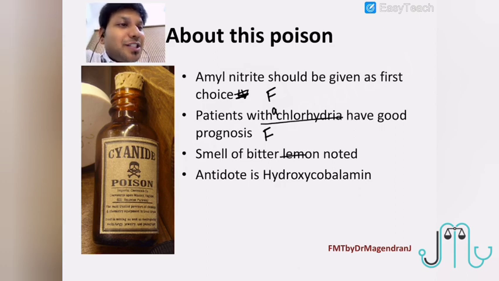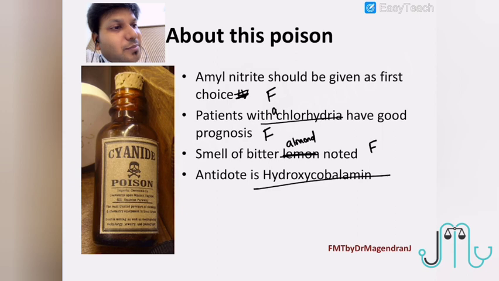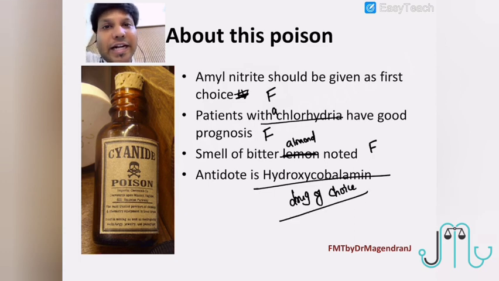Smell of bitter lemon noted? No, not at all. Smell of bitter almond is noted. So this statement is also false. Antidote is hydroxocobalamin. Yes, this is the most preferred drug of choice, because with hydroxocobalamin there is no risk of methemoglobinemia. Sometimes when you give nitrite, it induces methemoglobinemia, which is useful for the excretion of cyanide. But if the methemoglobin concentration exceeds, it itself can become toxic. It's a double-edged sword. So hydroxocobalamin does not have the risk of methemoglobinemia. That's why it is preferred over nitrites.